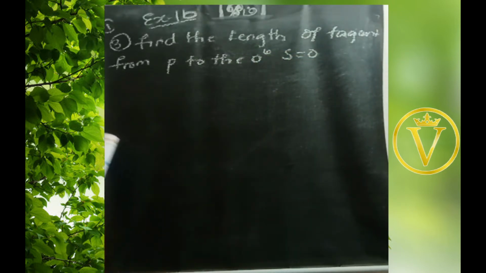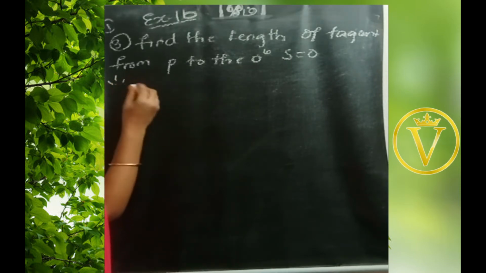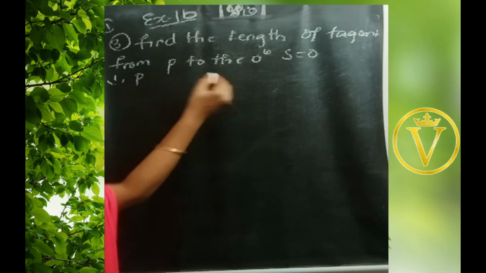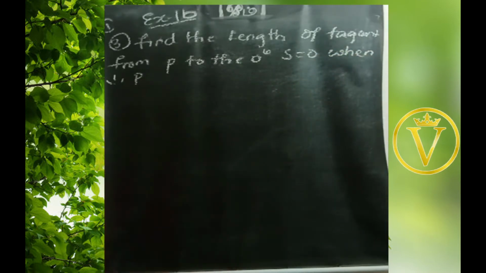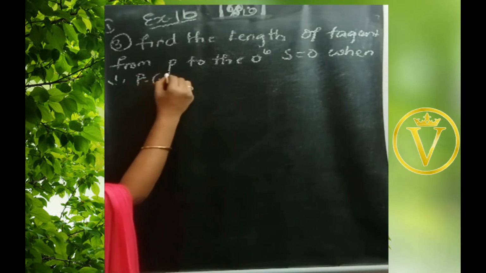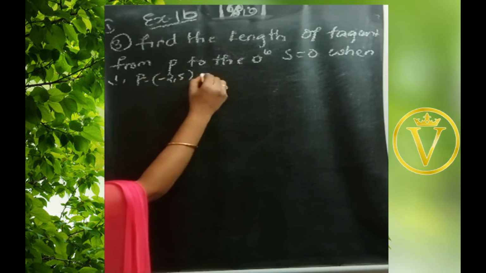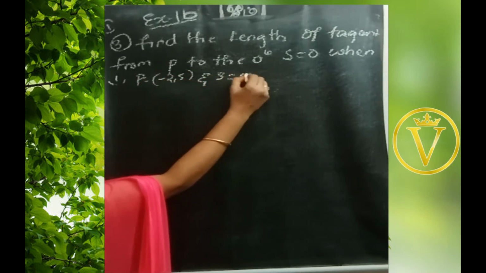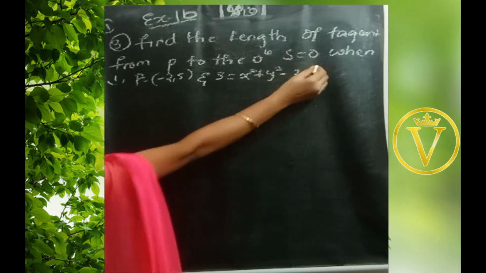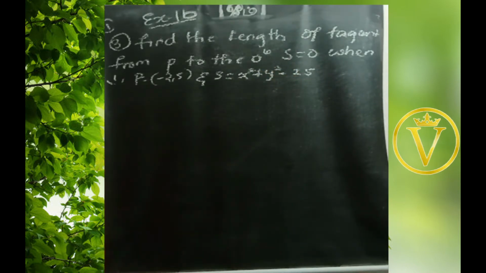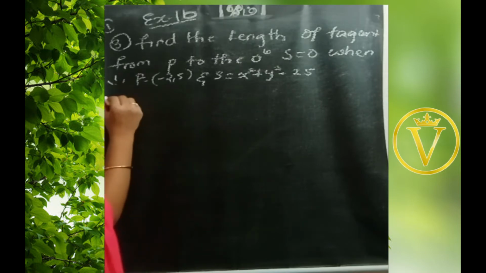So they have given three problems. We'll discuss one by one. First, when P equals minus 2 comma 5, that means the point P, and S equals x square plus y square minus 25. So this is the question they have given.